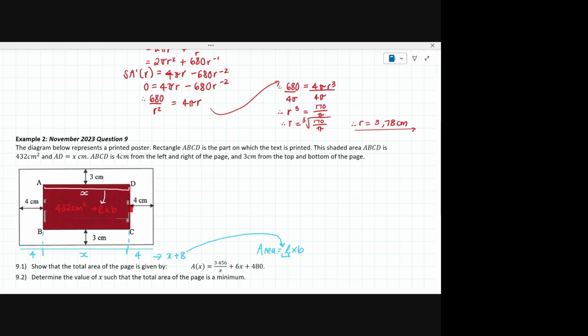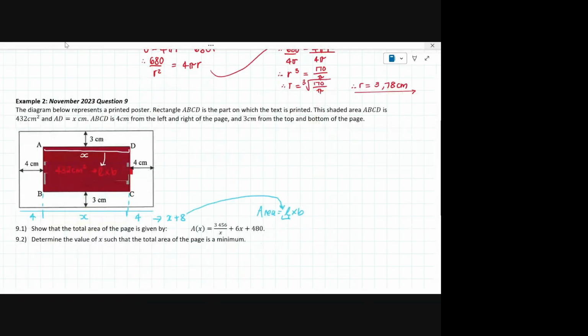Before we can get to the breadth of the whole page, we first need to start with the breadth of the interior rectangle. Because once I have that, I just add 3 on both sides, and I've got the breadth of the entire page. And this is now where it goes back to what I said earlier. Start with the information you have been given. We were given the area of the small rectangle. So we were told that the area of ABCD is 432 centimeters squared. Okay, so we're going to start with that.